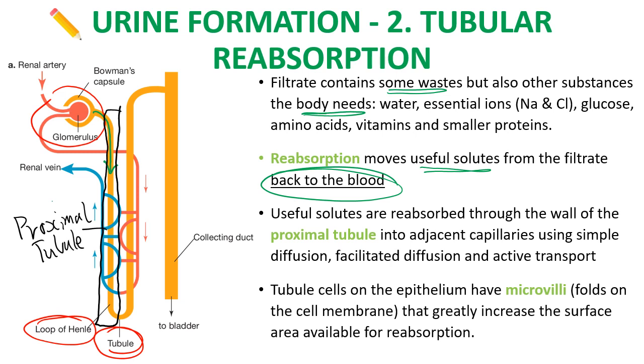So the cells in the tubule are using all the different transport methods that we've learned about. They're using simple diffusion, facilitated diffusion, and active transport. And they're reabsorbing all those useful chemicals and putting them back into the capillaries which are nearby. You can see how many capillaries there are, and that's why they're wrapped so tightly around the tubule.